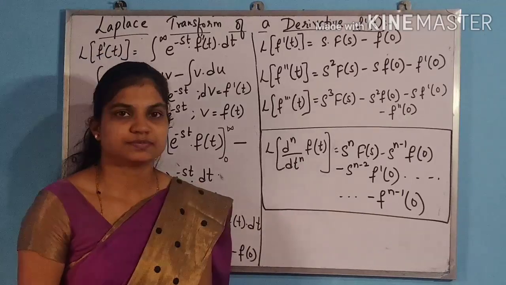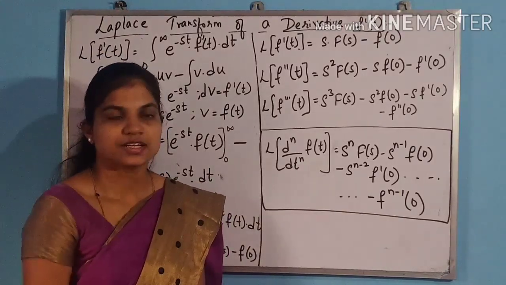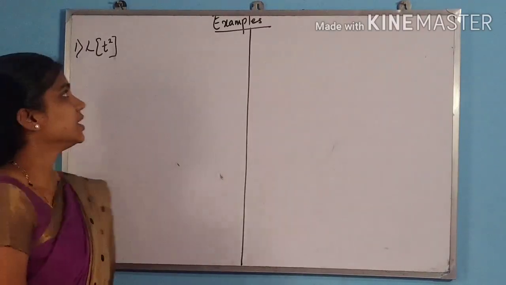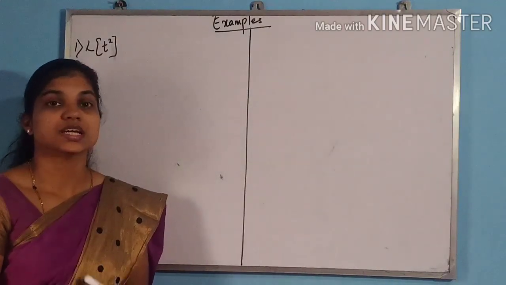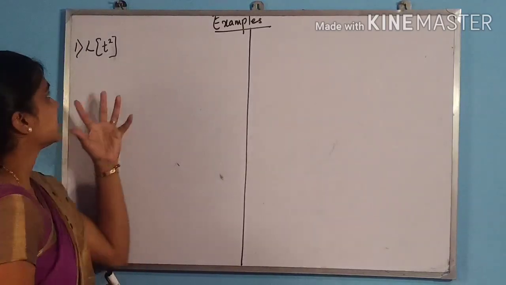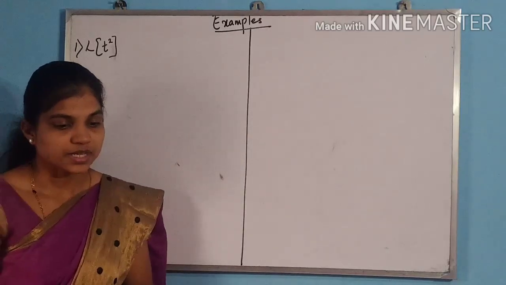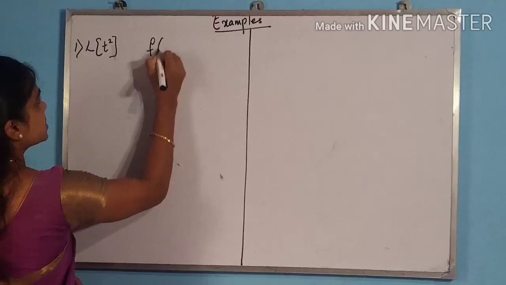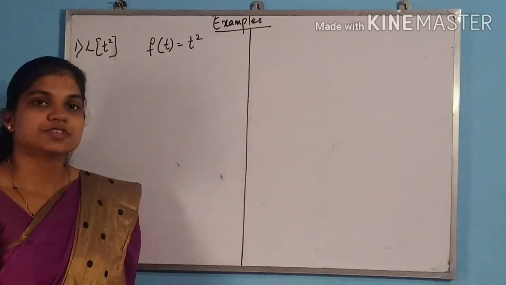Let's solve some examples so you will have a clear idea as to what this is. Alright? So let's start with the first one. The first problem is we have to find the Laplace transform of t square using the derivative formula. So let's take this as Laplace transform of t square. We will keep it like that. And we will just say that f of t is t square.